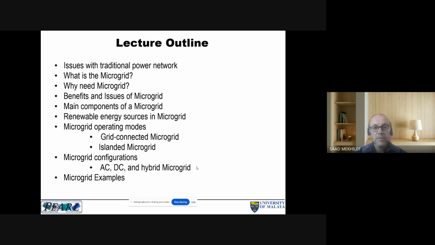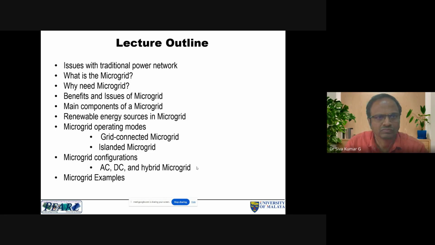In the first lecture we'll be looking into the issues with the traditional power network. We have an existing power network which has existed for almost 100 years, and there are many issues with this traditional power grid, and how new technologies have been integrated into it. This power grid took almost 70 years to build, and it's still working, and it's still going to remain. And then we will define what a microgrid is.